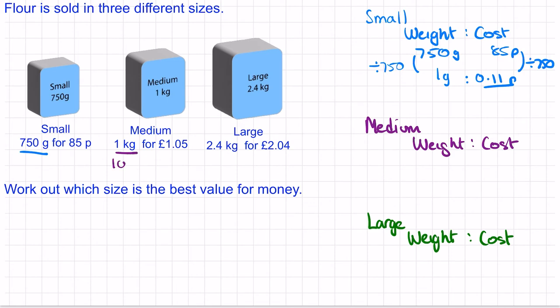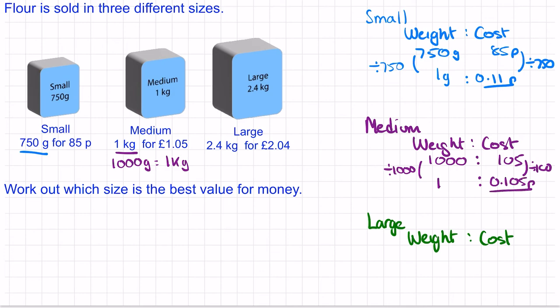So we know 1,000 grams is equal to 1 kilogram. So this is 1,000 grams here. And this has a cost of 105 pence. So we'll divide both by 1,000. So we have a cost of 1 gram will be 0.105 pence.